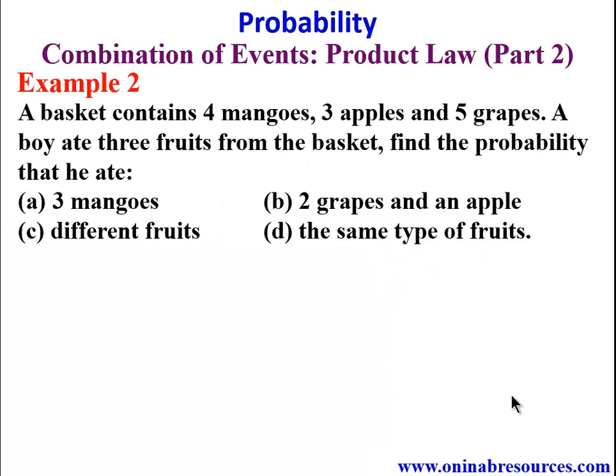So example 2: a basket contains 4 mangoes, 3 apples and 5 grapes. A boy ate 3 fruits from the basket. Find the probability that he ate A, 3 mangoes, B, 2 grapes and an apple, C, different fruits, D, the same type of fruits. For your information, the eating is done one after the other. He picks at random the first fruit, then the second, the third. The choice of the second one will be affected by the first one, and the choice of the third one will be affected by both the first and the second choices. So this is still an example of dependent events.